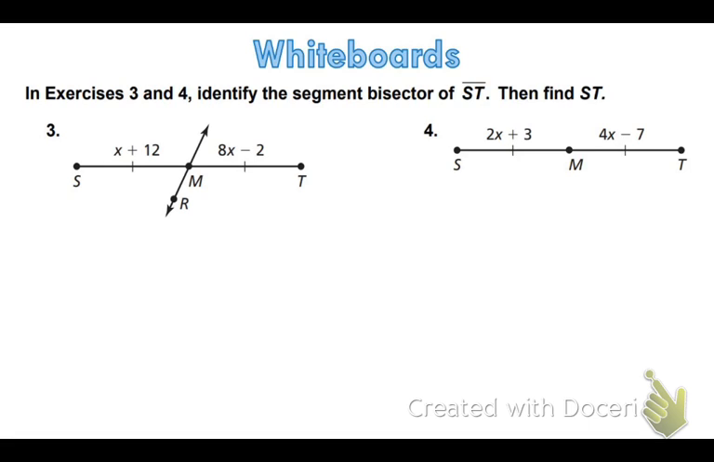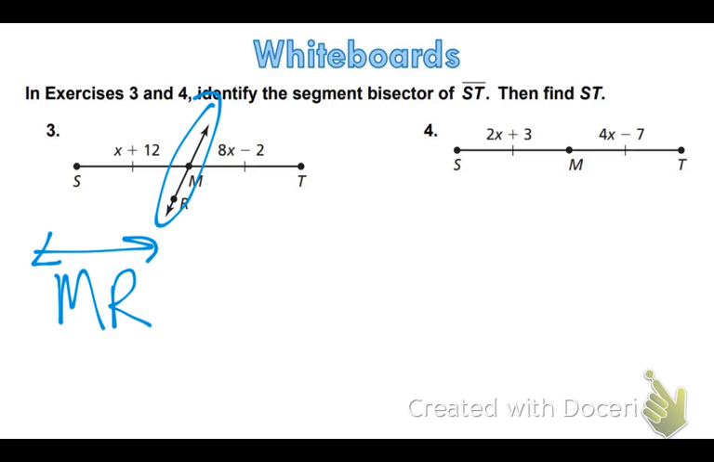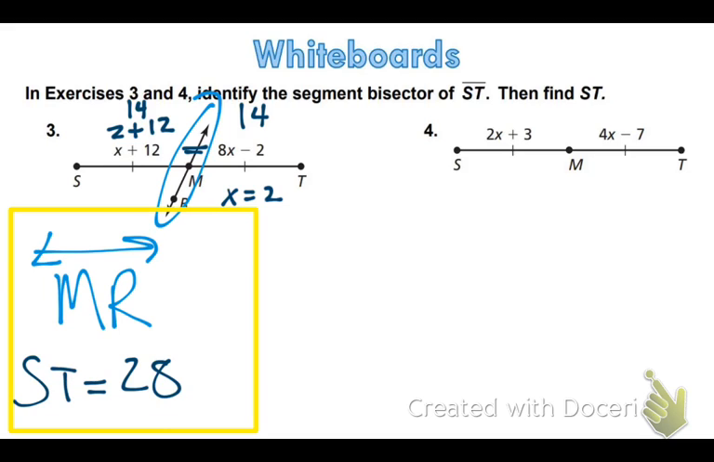What's a segment bisector in the first? MR, so MR with arrows above. What did I get for X when I set them equal? I got 2. You plug it in, 2 plus 12 is 14. If you circled 14, that's not the full answer. This side would also be 14. So what's the measure of ST? 28. Both of those were your answer.